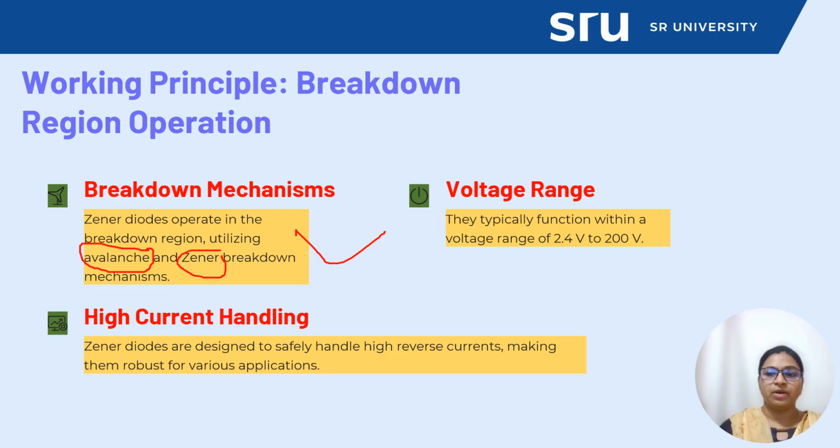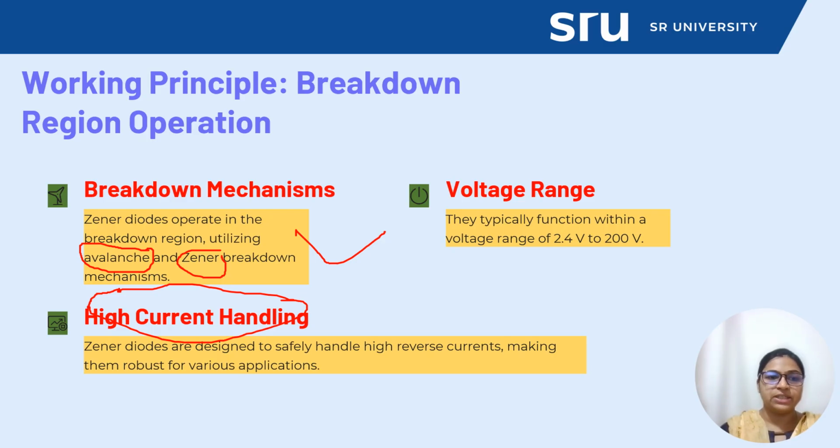We will come to the details in the following slides, the avalanche and Zener breakdown, and the voltage range. They typically function within a voltage range starting from 2 up to 200 volts, depending on which breakdown region is being considered, avalanche or Zener. And most importantly, they have high current handling. That means Zener diodes are designed to safely handle high reverse current, making them robust for various applications.